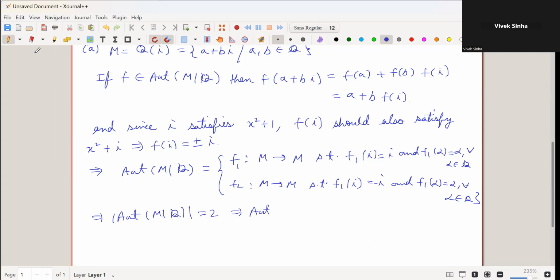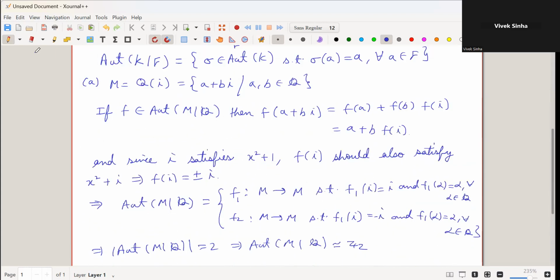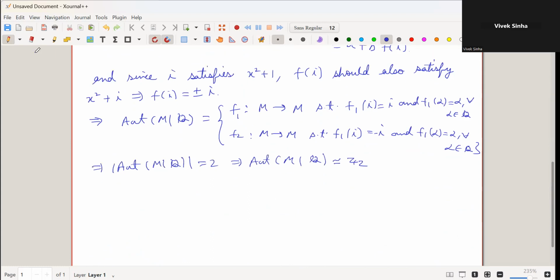and that is also evident from here. This is the generator. If you square it, you will get f1, right? So Aut M over Q is isomorphic to Z2, right? Now, this is the first way of doing it. Second way is without even computing the group. Also, you can see.